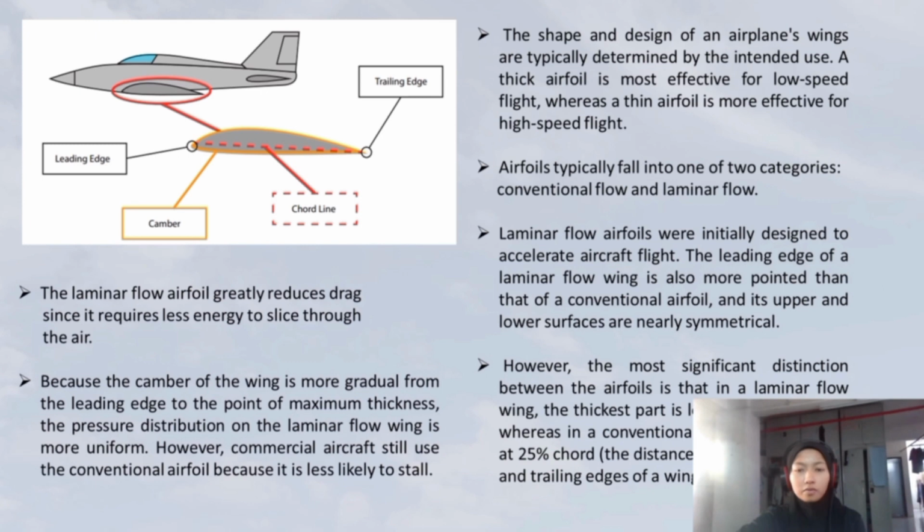The shape and design of airplane wings are typically determined by the intended use. A thick airfoil is most effective for low-speed flight, whereas a thin airfoil is more effective for high-speed flight. Airfoils typically fall into one of two categories: conventional flow and laminar flow. The laminar flow airfoil greatly reduces drag since it requires less energy to slice through the air.